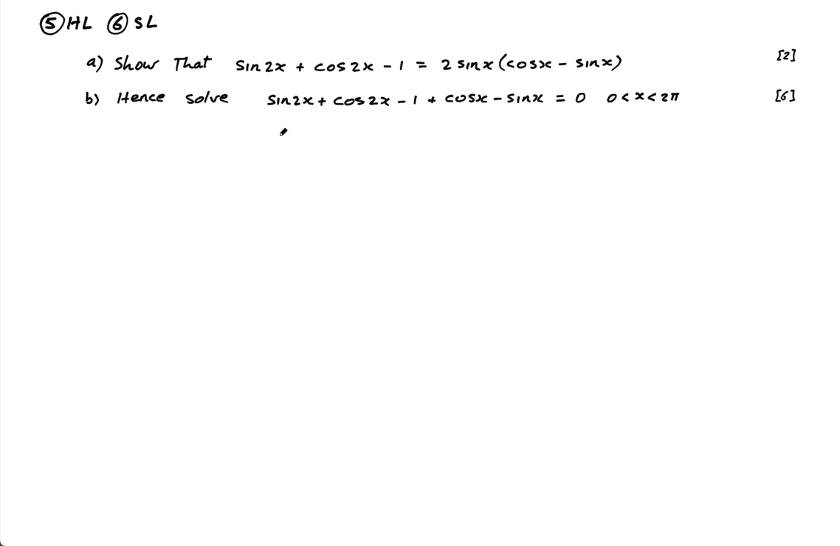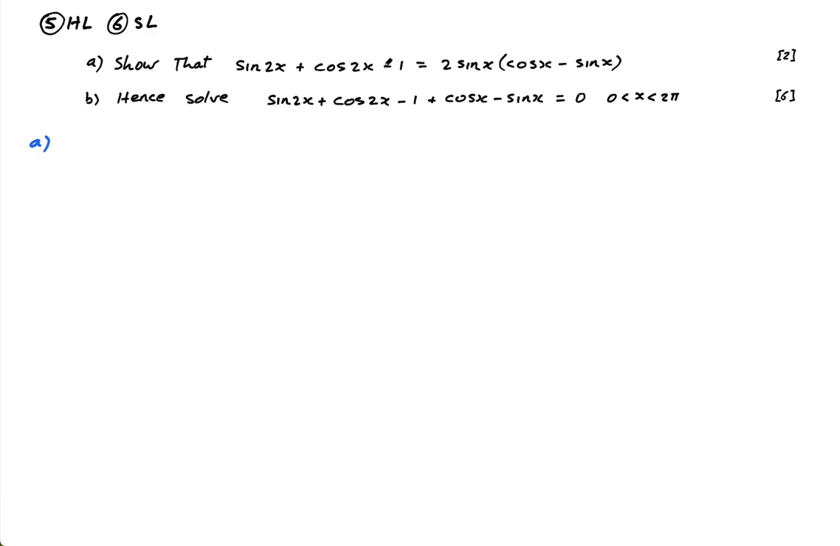Okay, this is a tricky question for sure. This is difficult for HL, never mind SL. So it's the last short question on the SL paper, which is always a difficult question. Part A is okay. That says show that sine 2x plus cos 2x minus 1 equals this.